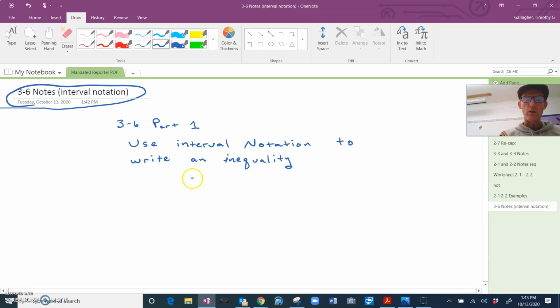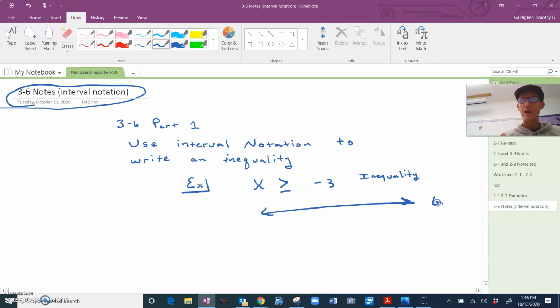So let's start with the graph. x greater than or equal to -3. And this is the inequality. And this is the graph. We have the inequality, x greater than or equal to -3. The graph looks like this.